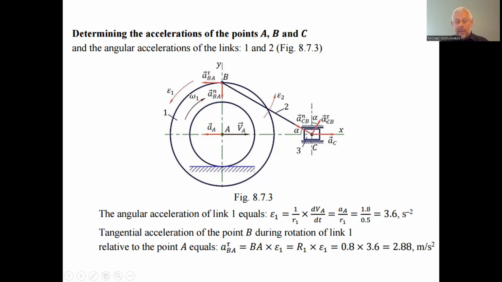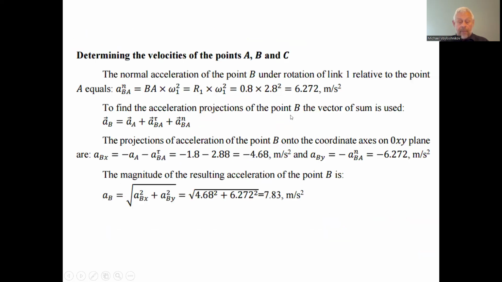This is tangential acceleration. This is angle alpha, and this one is the normal acceleration of point B. Point C relative to point B: these are the two relative accelerations of point C relative to point B. Okay.